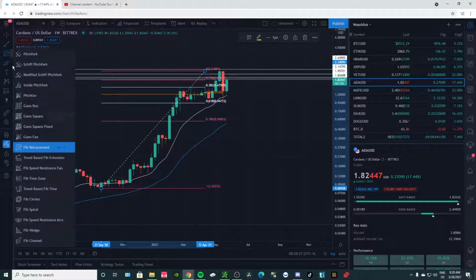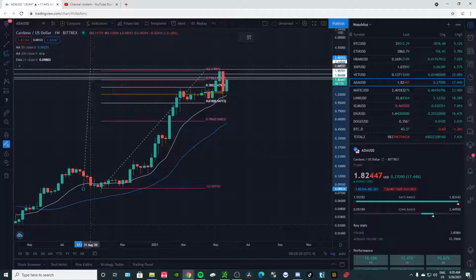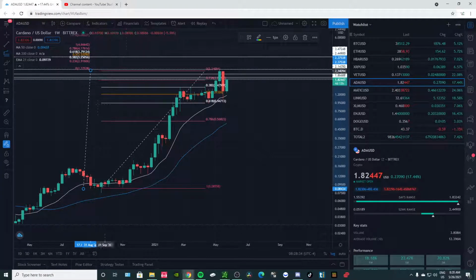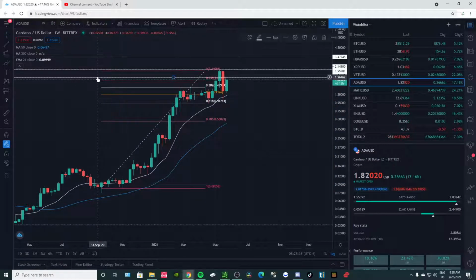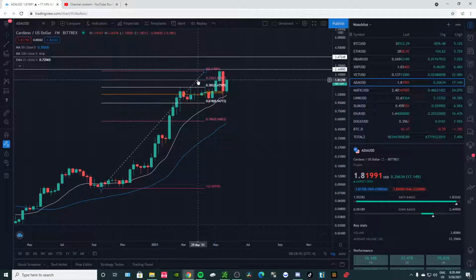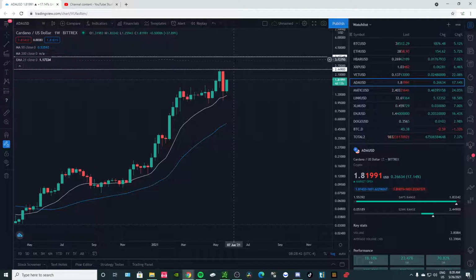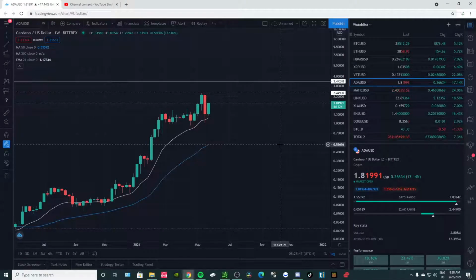So I'm going to use Fibonacci extensions, which is around 3.50. That's what I see Cardano hitting. If we break this all-time high of 2.50, we could see it run up to 3.50, which would be crazy. So that's what I'm looking for. That's my price target for ADA or Cardano, however you want to say it.